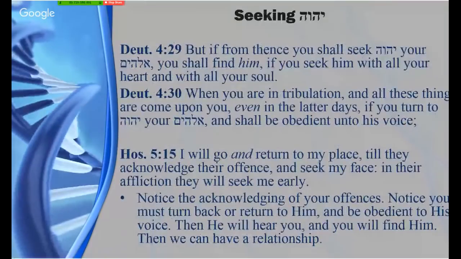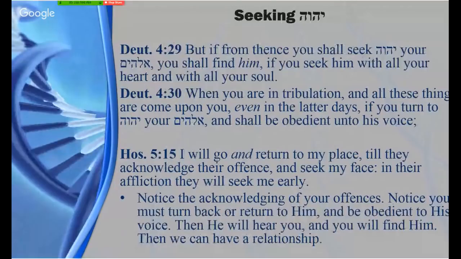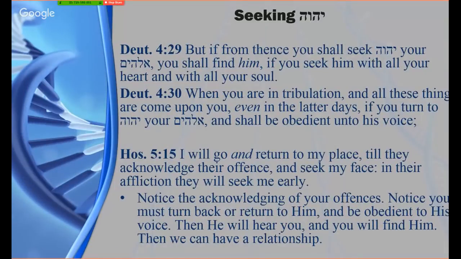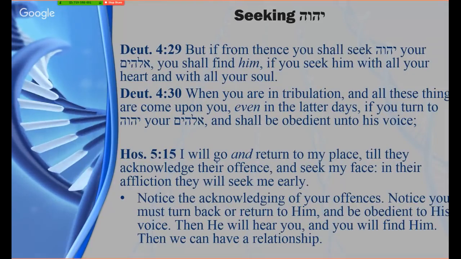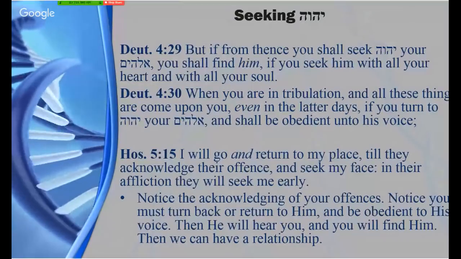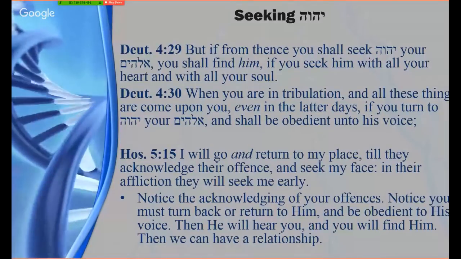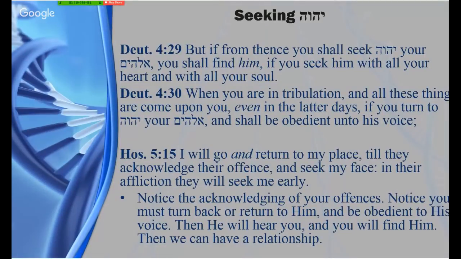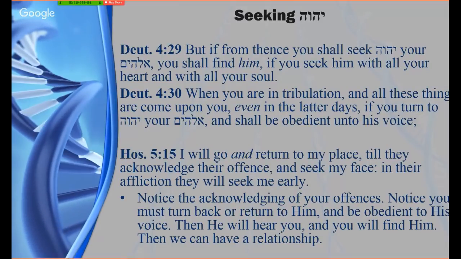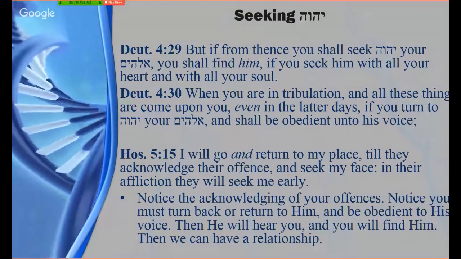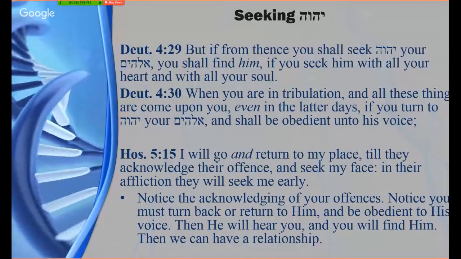All right. Seeking Yah. Devarim 4:29-30 says, but if from there you shall seek Yahuah your Elohim, you shall find Him if you seek Him with all your heart and with all your soul. When you are in tribulation and all these things have come upon you, even in the latter days, if you turn to Yahuah your Elohim and shall be obedient to His voice... Meaning what? Again, there's an obedience to His voice that you must do, right? This is a part of your seeking with all your heart. Even in the tribulational times and the latter days, you still have to do this.